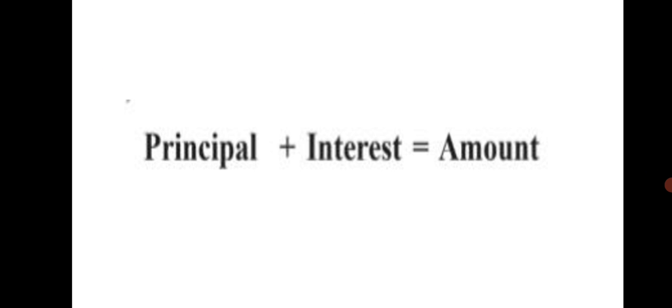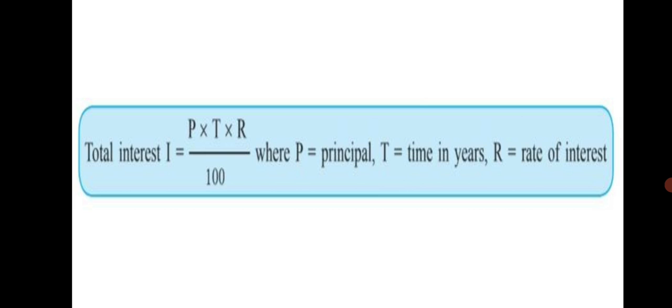Along with this, we also need to know how to find out interest. You will know the principal, that is the amount that you are going to deposit or the amount that you will take from the bank. How do you calculate interest now? Let's see. Total interest, which is written as the alphabet I, is equal to P into T into R upon 100, where P is equal to principal, T is equal to time in years, R is equal to rate of interest. So here you have a formula to find the interest.